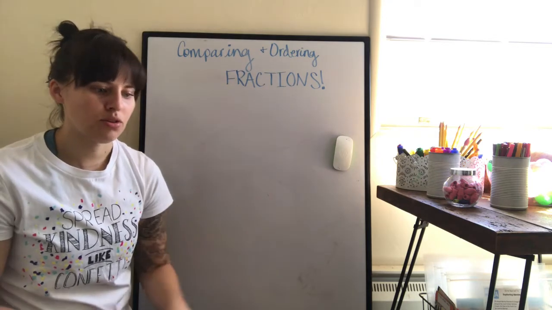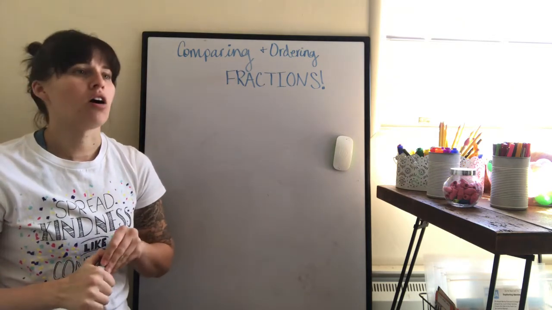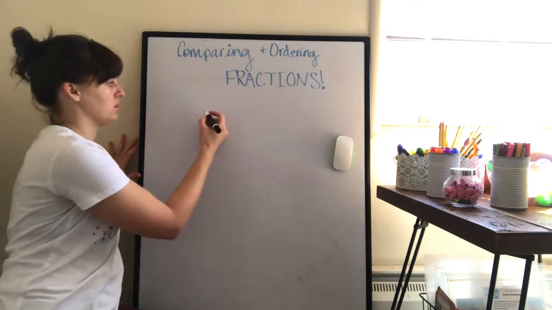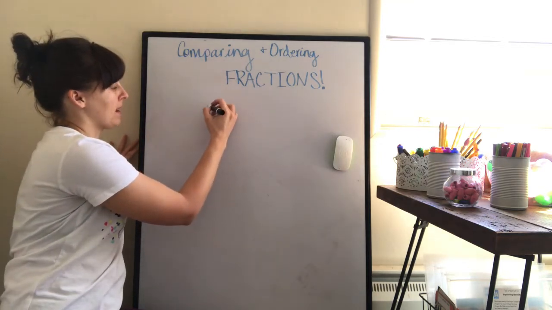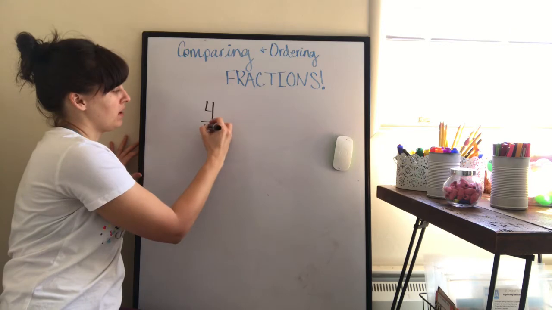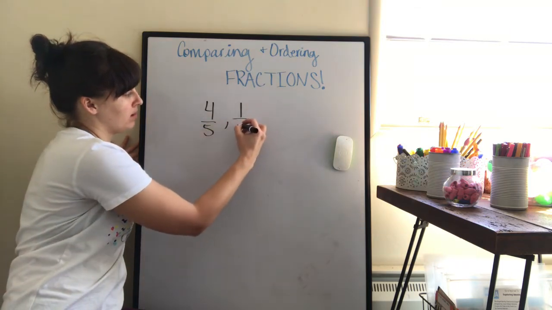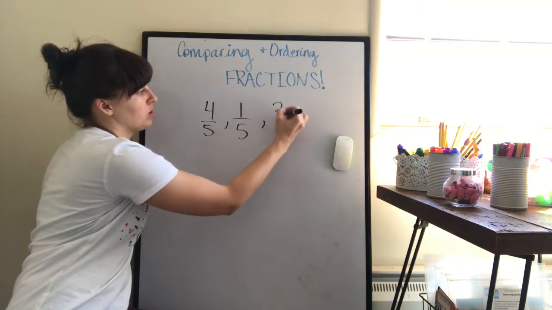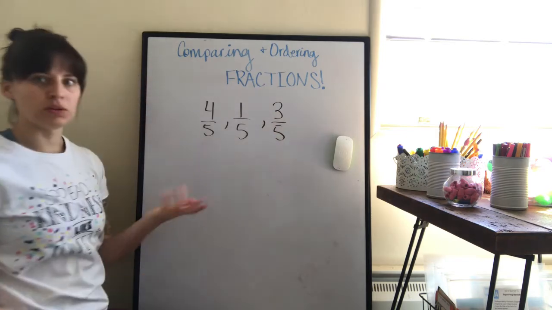So let's say I give you 3 fractions. Let's pretend they all have the same denominator. Let's do 4 fifths, 1 fifth, 3 fifths. And let's put those in order.